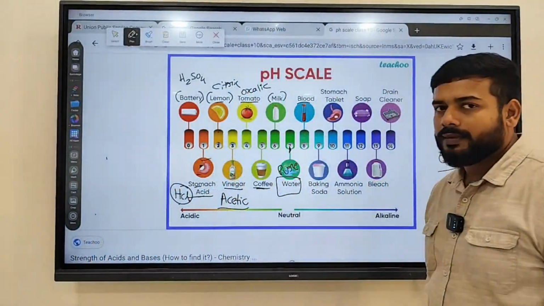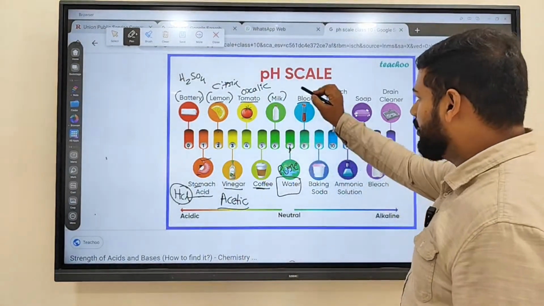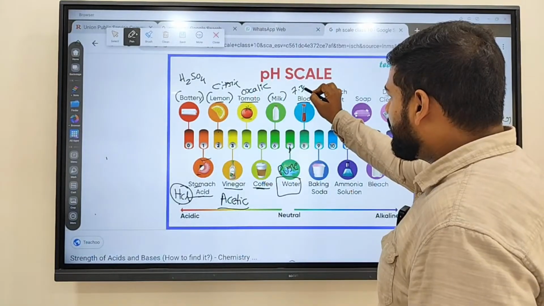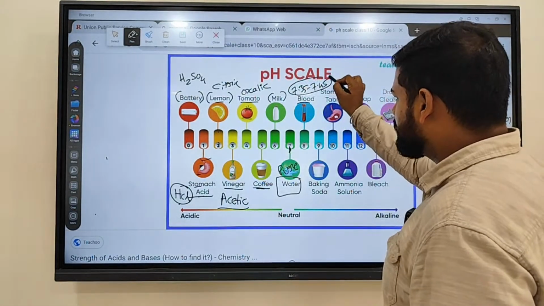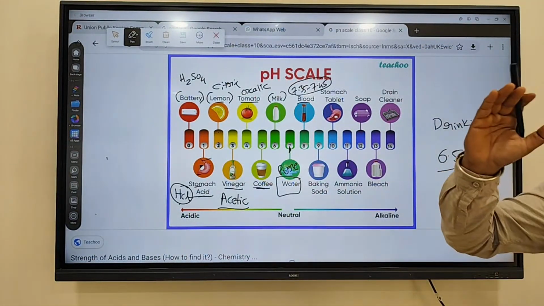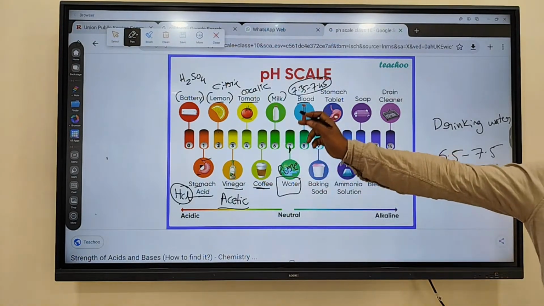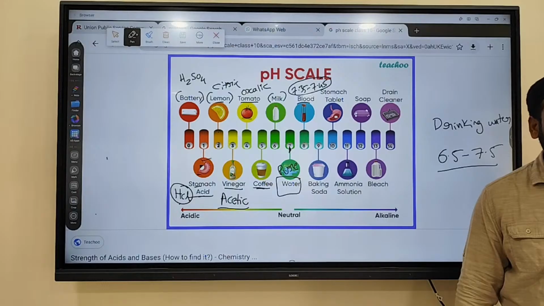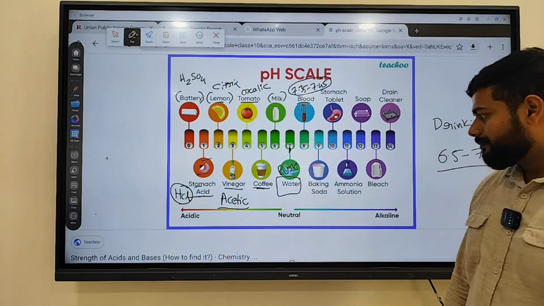Blood is slightly basic. The pH value of our blood is 7.35 to 7.45, a very sensitive pH range. The blood pH value cannot go below 7.35 and cannot go above 7.45. The pH value range of our blood is 7.35 to 7.45.